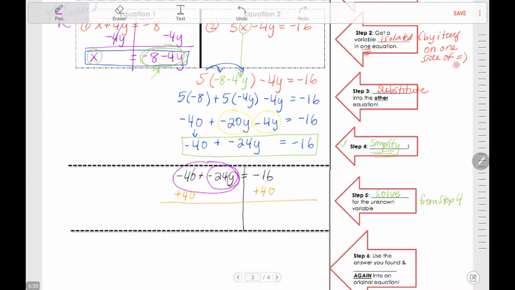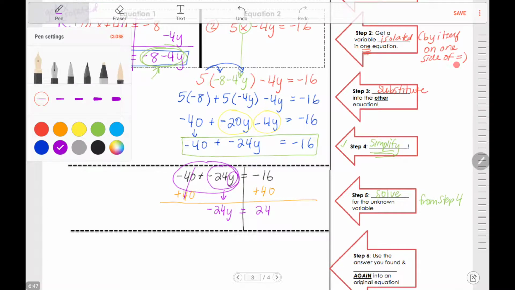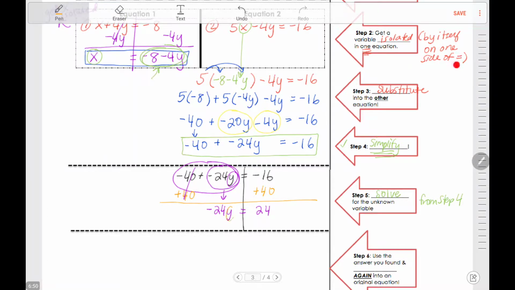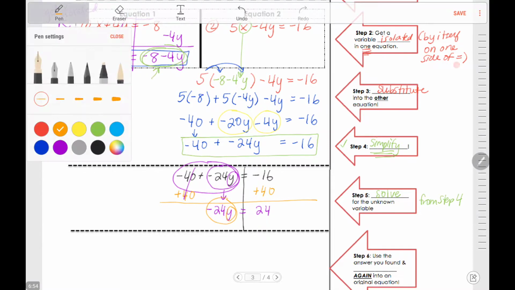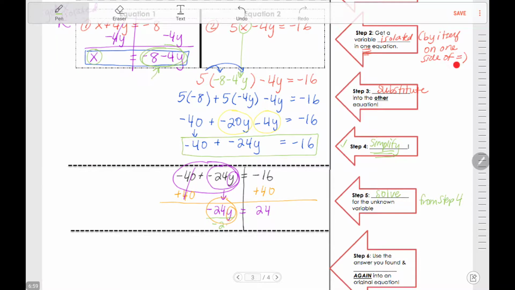On the left here, the negative 40 cancels out with 40. I'm bringing down my negative 24y is equal to negative 16 plus 40 is 24. Have I solved for y yet? No. There's still a negative 24 on the outside here, next to the y. So to get that isolated, I need to divide by negative 24, because a number next to a variable means that it's being multiplied, so the inverse operation is division. Divide by negative 24.